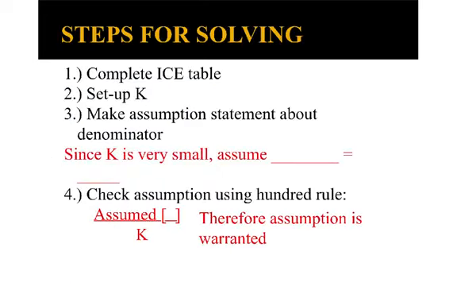And that is it. So these are our steps for solving. The first step is you're completing your ice table. Then step 2 is set up your K. Step 3 is to make that assumption statement about the denominator. So I've done it in red here for you. This is what it looks like.